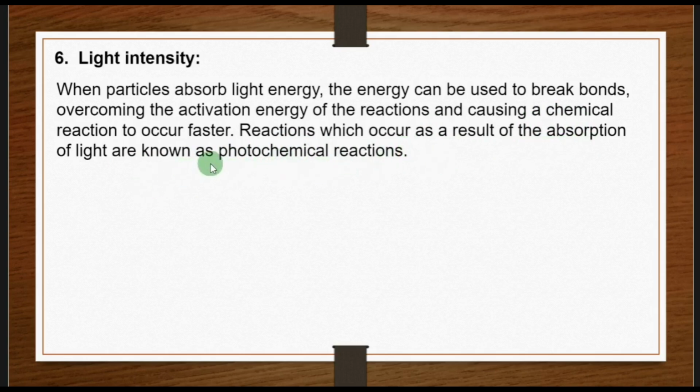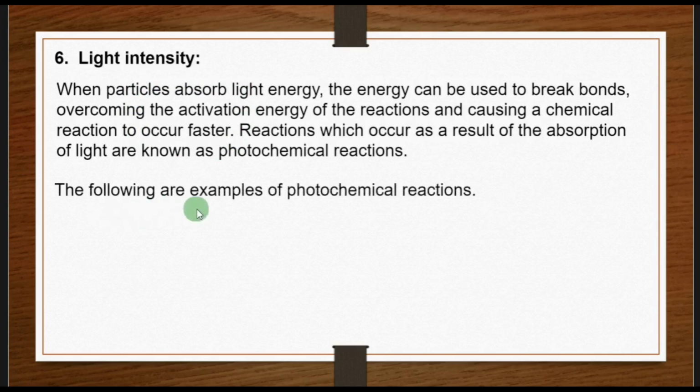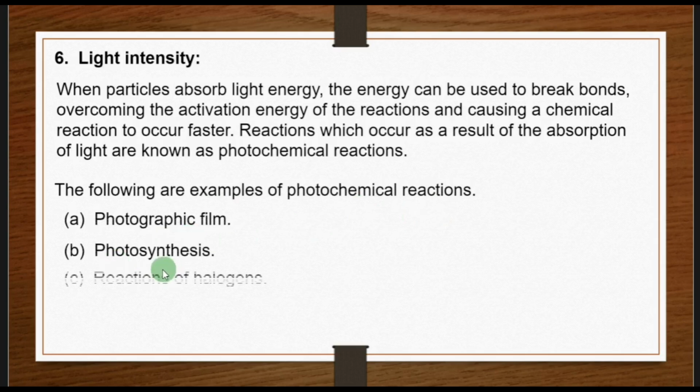There are reactions like photosynthesis, which requires light energy to occur. Such reactions are called photochemical reactions. Light intensity can cause photosynthesis to go faster or slower. The following are examples of photochemical reactions: number one, photographic film; number two, photosynthesis; number three, reactions of halogens. Let's start with this one.